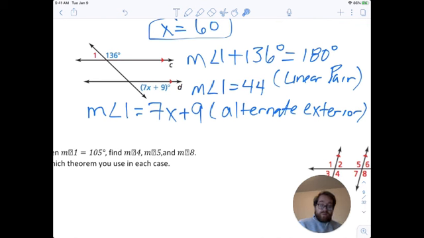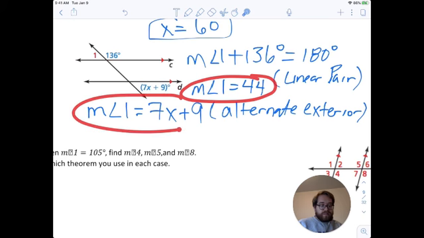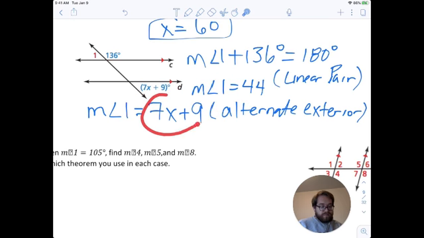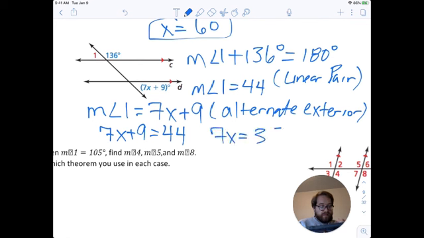And if you remember what the transitive property says, that if two things are equal to the same thing, then they're equal to each other. Since both of those are equal to the measure of angle 1, I can say 7x plus 9 is equal to 44. Now I can solve for x. I'll subtract 9 from both sides, so it's 7x equals 35. Divide by 7. X is equal to 5.